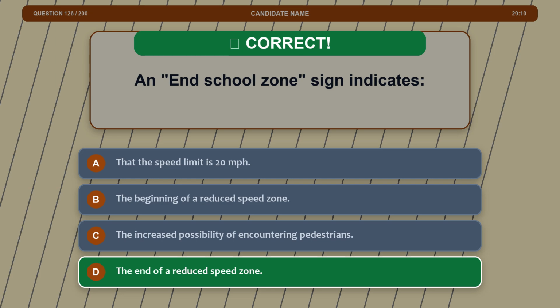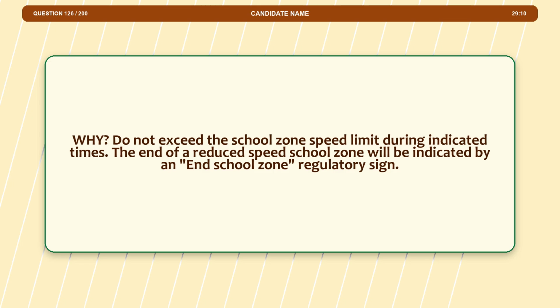The correct answer is option D. The end of a reduced speed zone. Explanation. Do not exceed the school zone speed limit during indicated times. The end of a reduced speed school zone will be indicated by an end school zone regulatory sign.